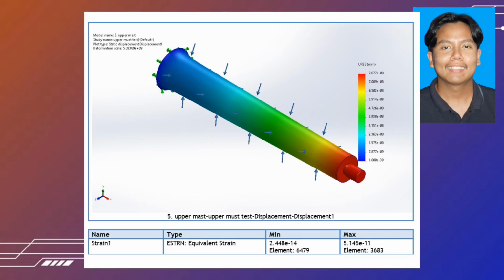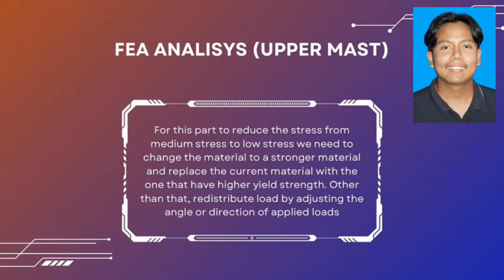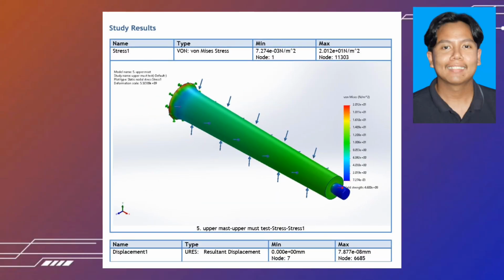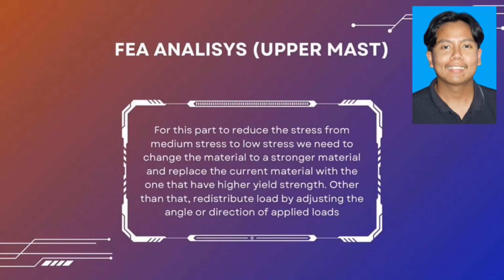FEA analysis. Upper mass. For this part, to reduce the stress from medium stress to low stress, we need to change the material to a stronger one, replacing the current material with one that has higher yield strength. Other than that, redistribute the load by adjusting the angle or direction of applied loads.